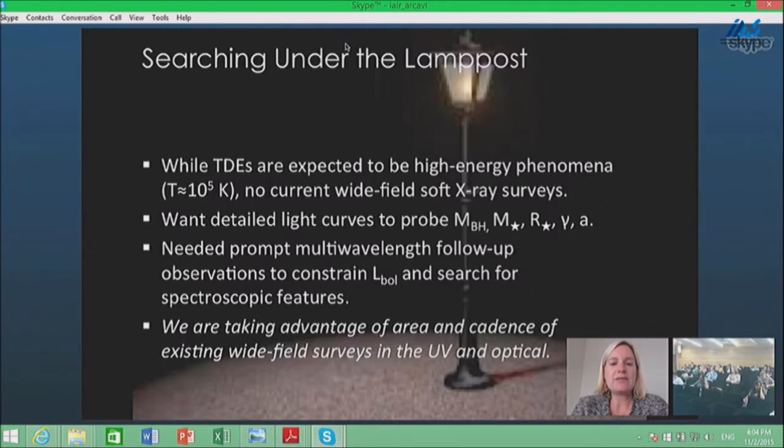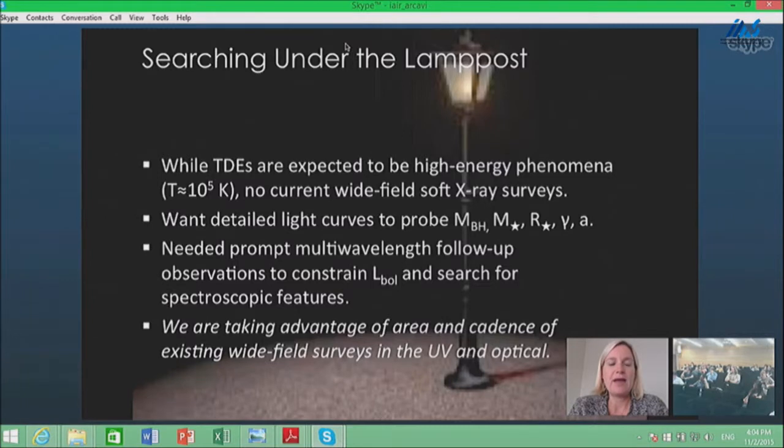But in fact, what's really nice about optical surveys is their spectacular cadence. And with detailed light curves, we think we can actually probe the parameters of a tidal disruption event and really start to constrain the physics of what's going on in these events, and even use them as probes of black hole mass in distant galaxies.